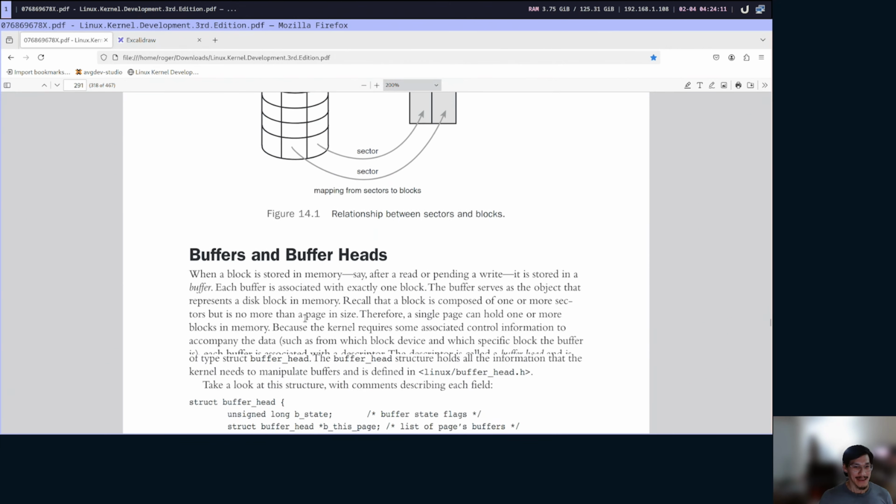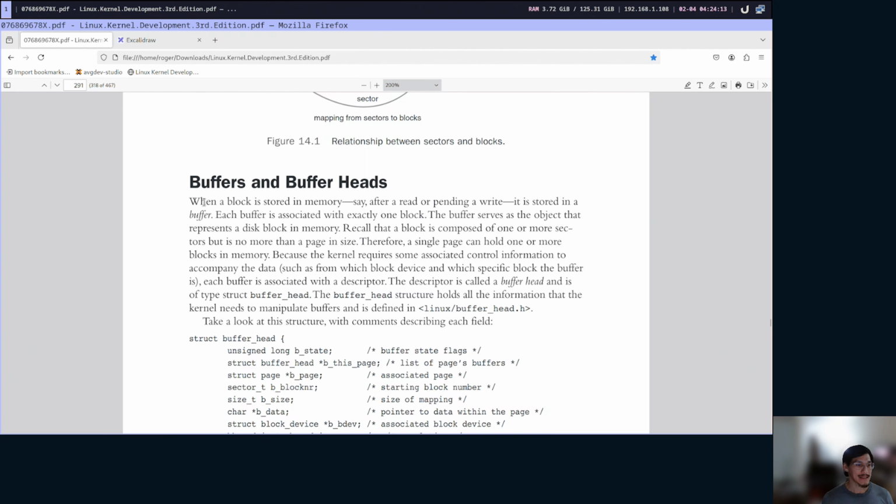Anyway, buffer and buffer heads. When a block is stored in memory, say after a read or pending a write, it is stored in a buffer. Each buffer is associated with exactly one block. The buffer serves as the object that represents a disk block in memory. Recall that a block is composed of one or more sectors but is no more than a page in size.